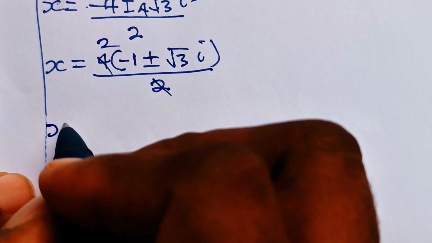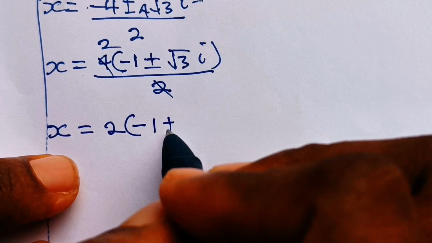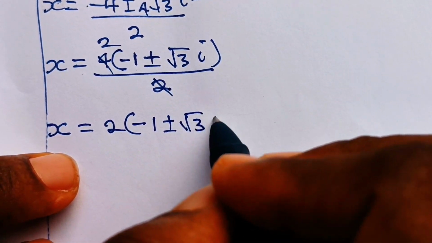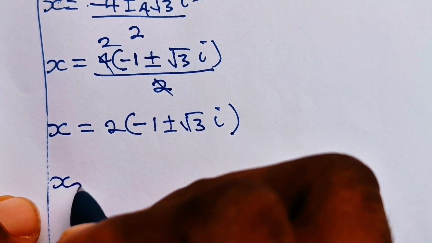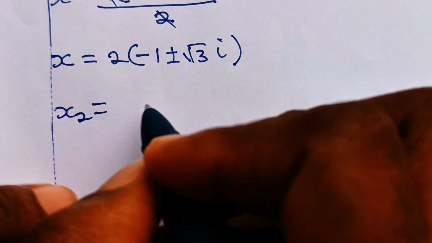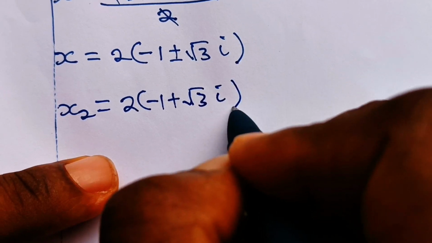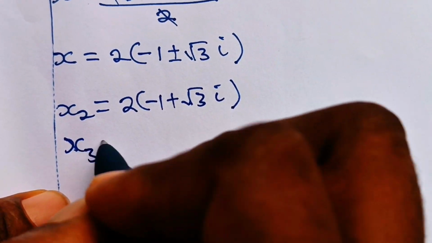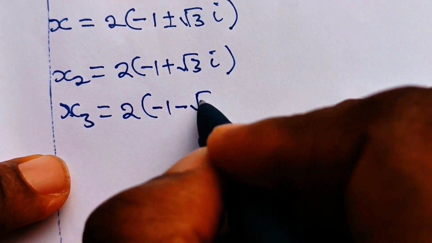So this can divide this to give us 2. And we can say that x is equal to 2 brackets minus 1 plus or minus root 3i. Okay, so that means that the second value of x is equal to 2 brackets minus 1 plus root 3i. The third value of our x is equal to 2 brackets minus 1 minus root 3i.